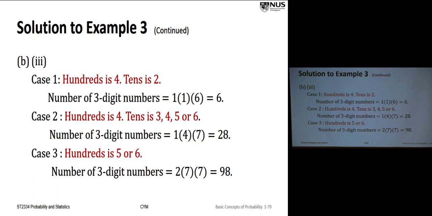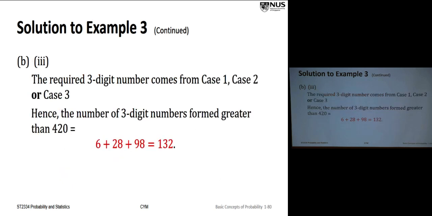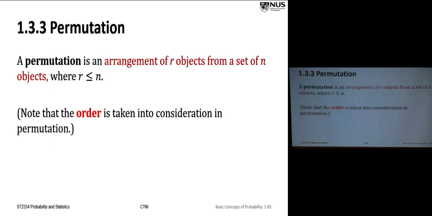Greater than 420. It's the same thing as before, except that we're including 0, and so on. Remember, you can use the digits more than once. So, after all, we have all these possible scenarios and numbers of outcomes, and altogether there are 132 ways to form a number bigger than 420. Okay, so permutations. All right.